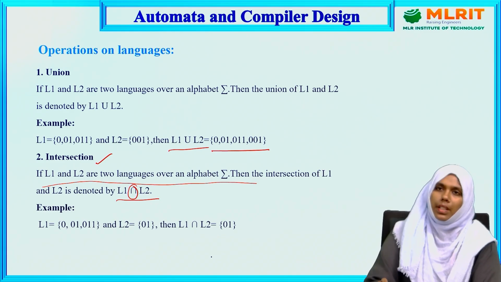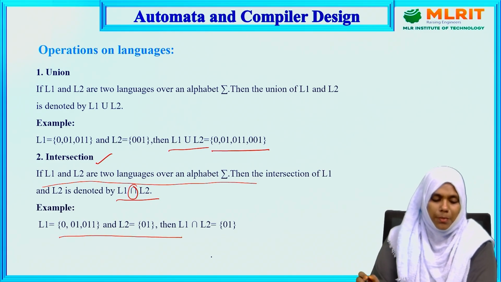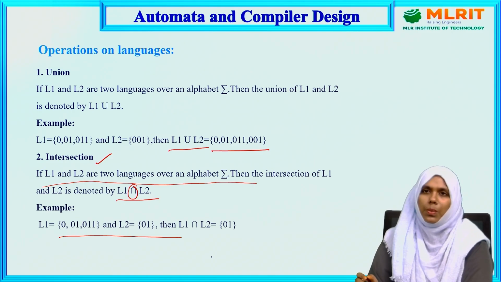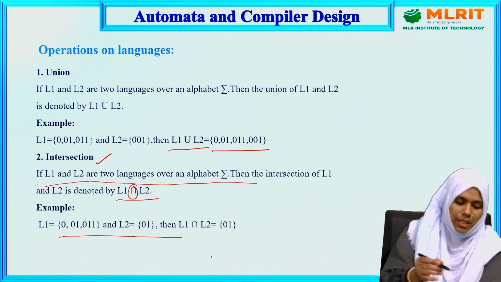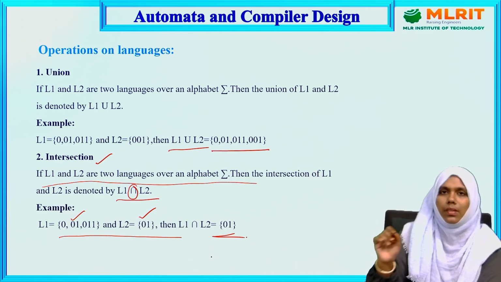Now we'll see the example here. We have taken L1 equal to 0, 0 1, 0 1 1 and L2 equal to 0 1. So what is the common value we have in the above two languages? That is 0 1. So write the value, that is 0 1.